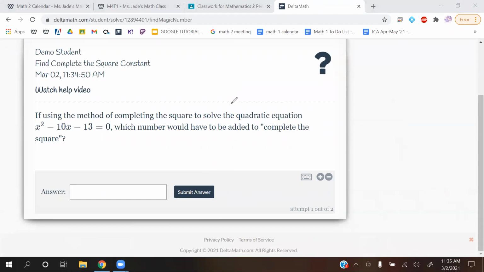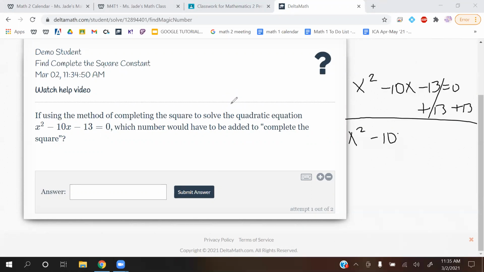Let me rewrite that. X squared minus 10x minus 13 equals 0. So your first step is to add 13 to both sides. Remember, move that to the other side so that the x pieces are by themselves. Okay, and so your b value is negative 10. And remember, your formula is b over 2 squared. So let's figure out what b over 2 squared is.